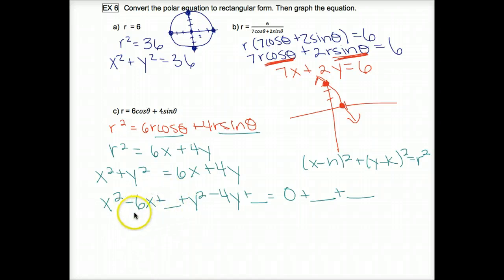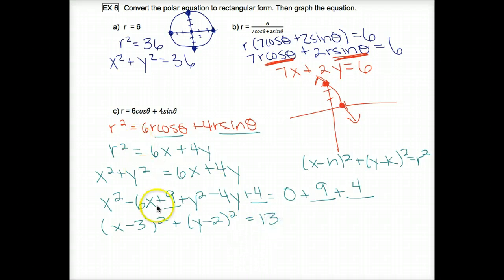So we always do b divided by 2 squared, so negative 6 divided by 2 is negative 3, squared is 9. Here, negative 4 divided by 2 is negative 2, squared is positive 4. So that means I've got a 9 here and a 4 here, and then I just factor it. So this is a PST, x minus 3 squared. This guy, y minus 2 squared, and then I get equals 13. So you don't have to write your equation this way if you don't want. So this would be a perfectly acceptable way to write the equation, but we do need to graph it.